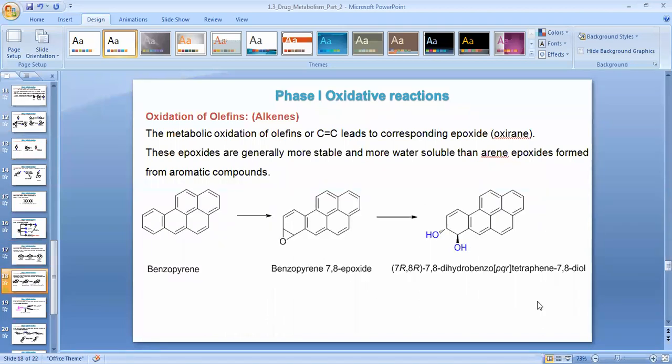Now the next examples of such drug molecules: metabolic oxidation of olefin leads to the corresponding formation of epoxides, and they are more water soluble. Such an example is benzopyrene. It will be converted into its epoxide, that is benzopyrene 7,8-epoxide, and it is converted into its hydroxylated derivative, that is 7R,8R-7,8-dihydrobenzo tetraphene.